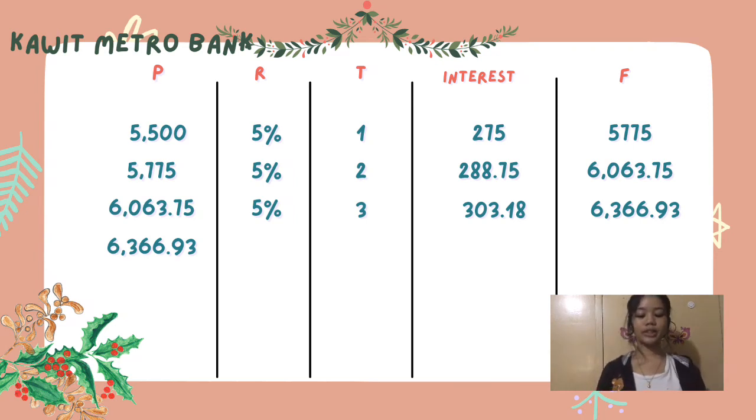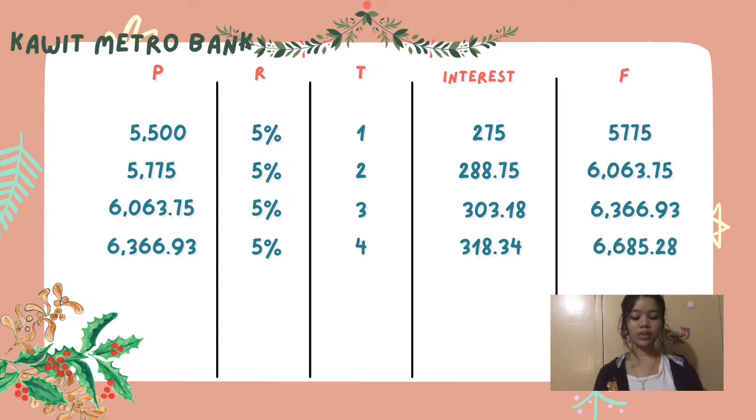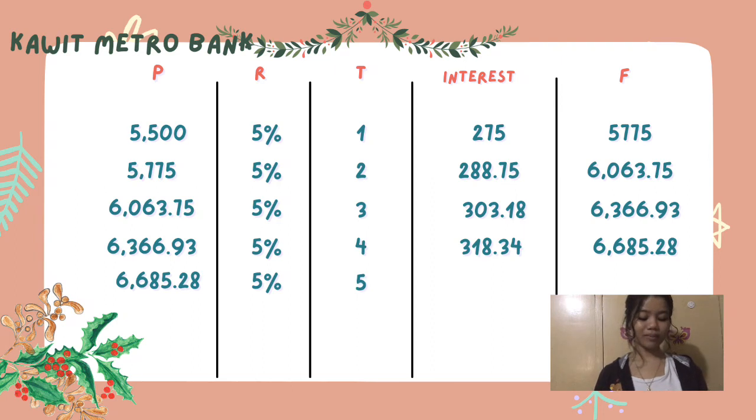So, 6,366.93 pesos plus 380.34 is equal to 6,685.28. And last, to complete this table, 6,685.28 pesos plus 334.26 is equal to 7,019 pesos.